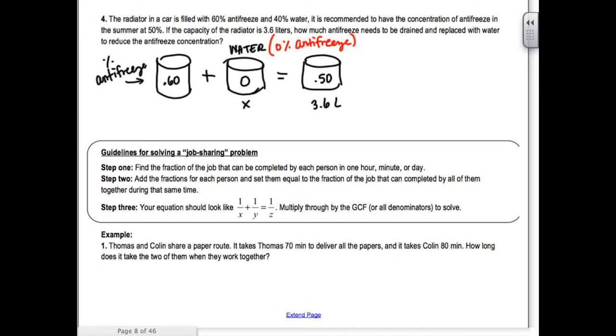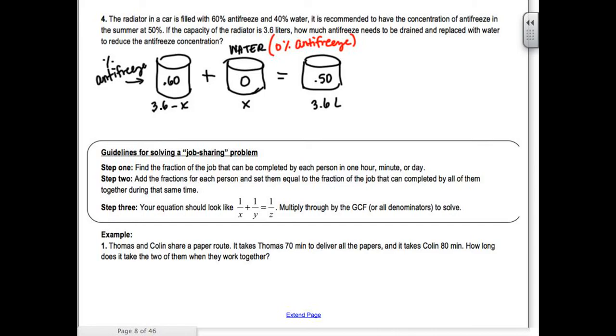What did we put underneath? 3.6 minus x. Right? Do you see how those amounts add? 3.6 minus x plus x ends up being 3.6. Okay, that's how you can kind of check. You could also think of it logically, like if I had 1 liter of water that I'm adding, that means I had 2.6 for the original. You can think of numbers.